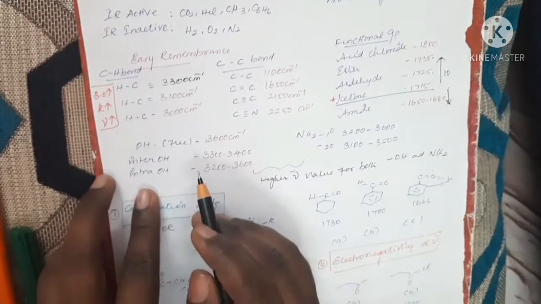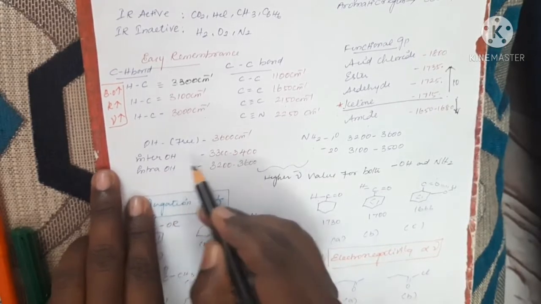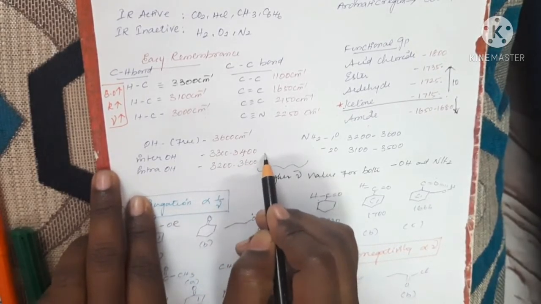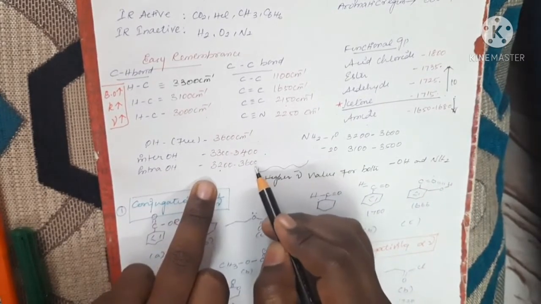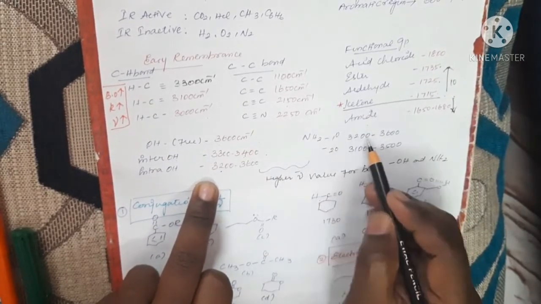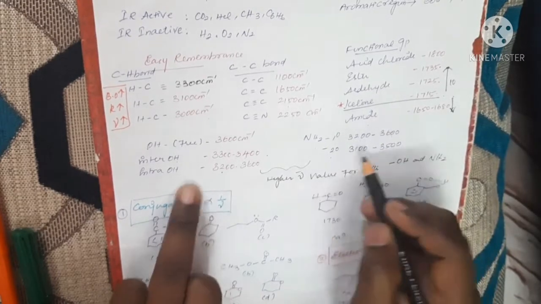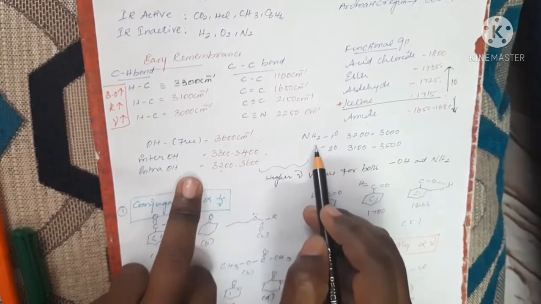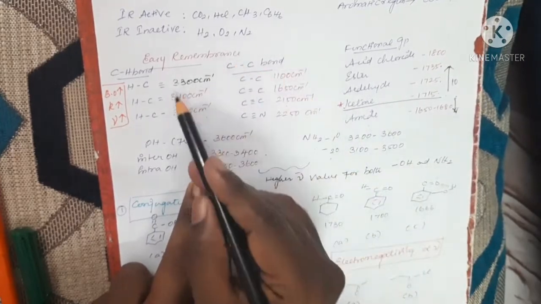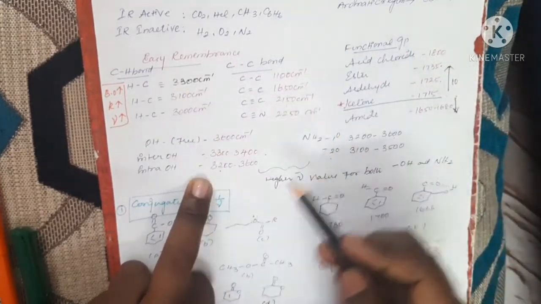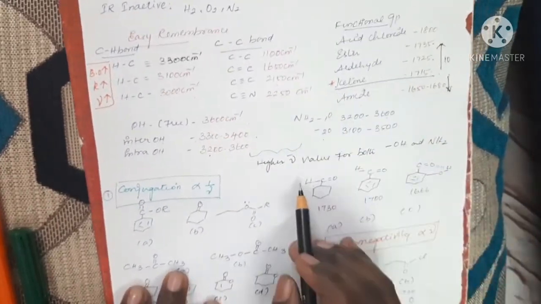The stretching frequency of free OH is around 3600 centimeter inverse. Intermolecular OH is around 3300 to 3400 centimeter inverse, and intramolecular OH stretching frequency is 3200 to 3600. Amine: primary amine 3200 to 3600, secondary amine 3100 to 3500. If you see here, the values of OH and amine groups are very high. Higher nu values for both OH as well as NH2 compared to all the things we have seen above. So a higher value means you can directly go for OH or NH2. That's an easy trick.